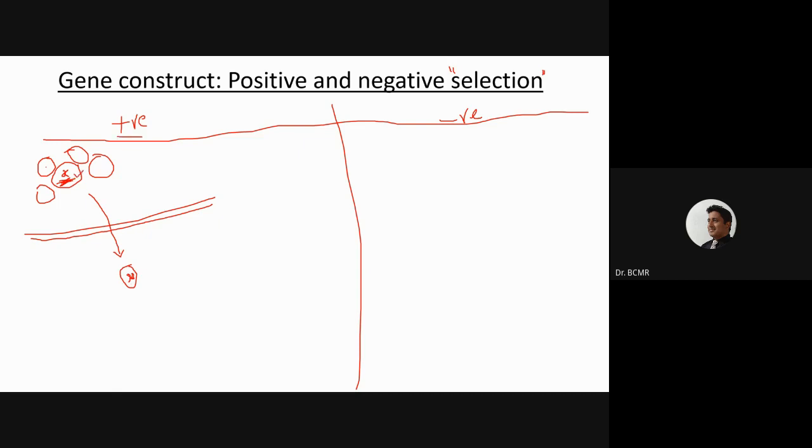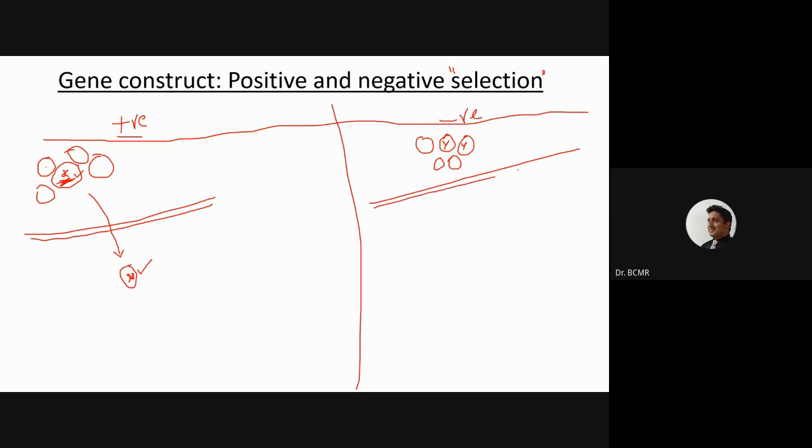Presence of gene gets selected. Okay, that is positive selection. Say, for example, I have a similar setup and I'm giving gene Y. And say two of these cells got gene Y.